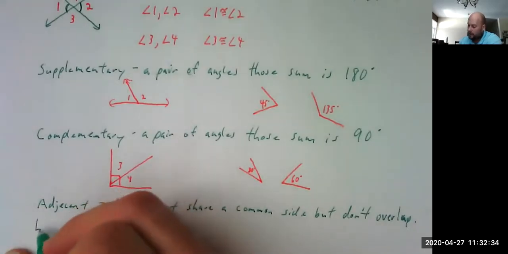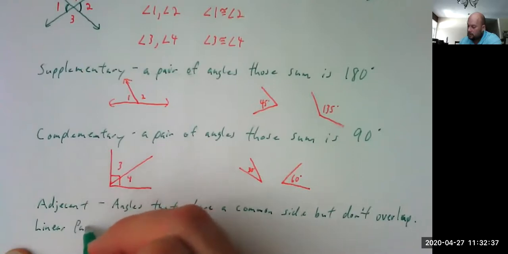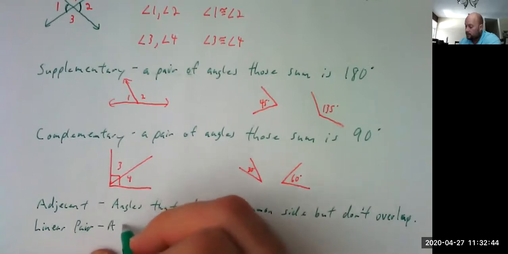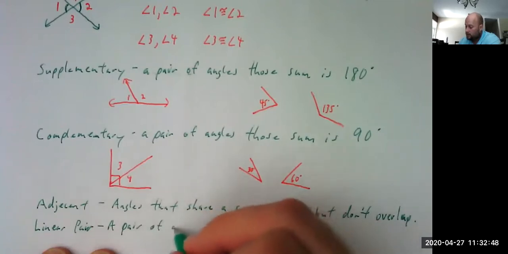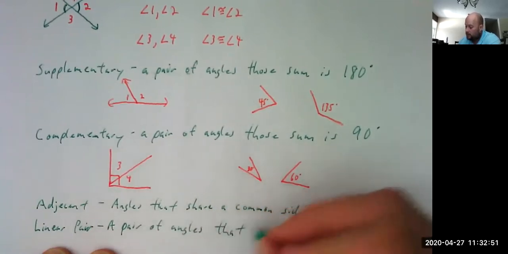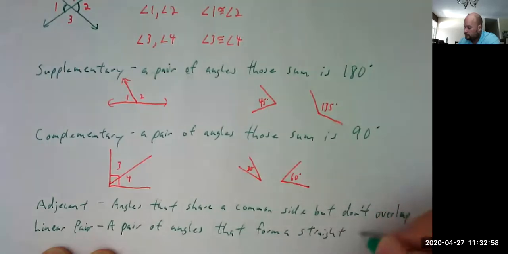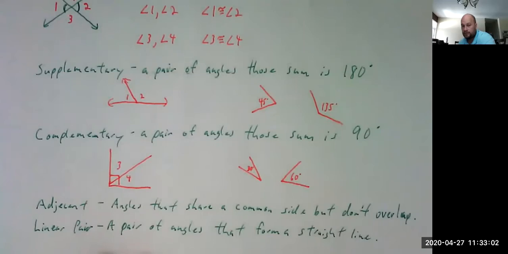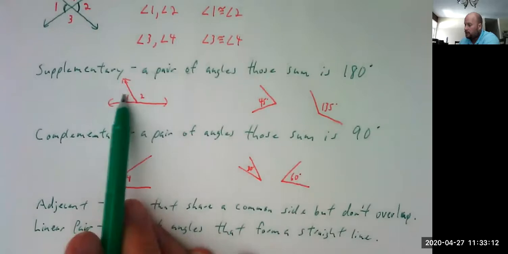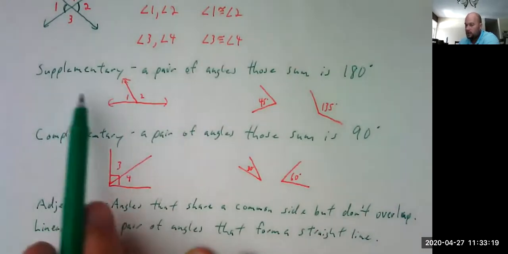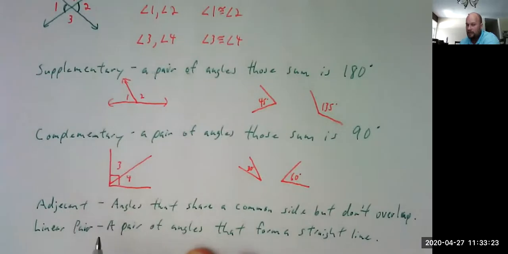The other one, linear pair. A linear pair is a pair of angles that form a straight line. So if we look back up to some of the previous examples, I'm not going to draw a new example for these, but a linear pair. None of these in this one are the linear pair. But angle 1 and angle 2 up here, that would be a linear pair because these two are forming a straight line. So a linear pair will always be supplementary, but supplementary angles don't have to be a linear pair.